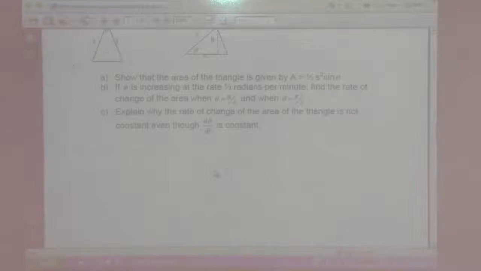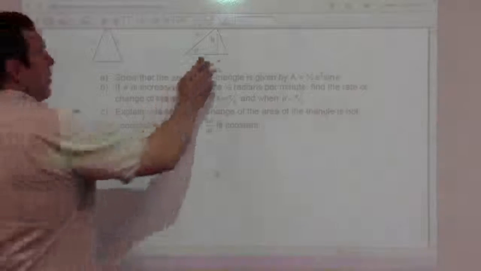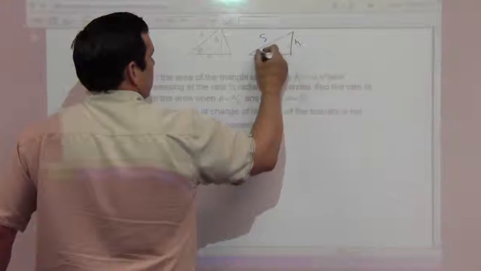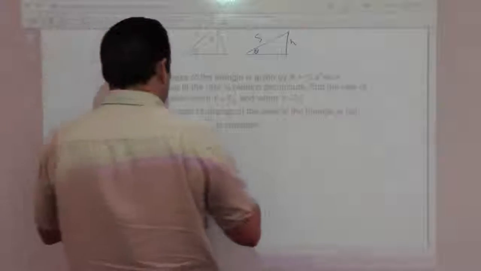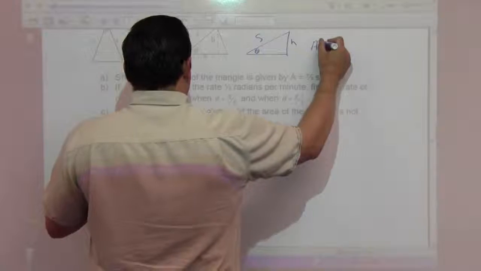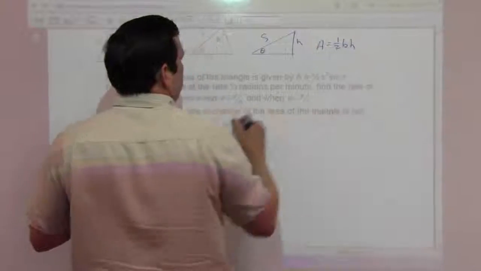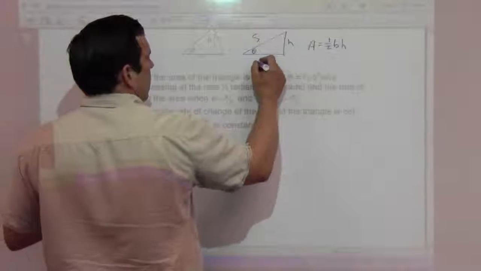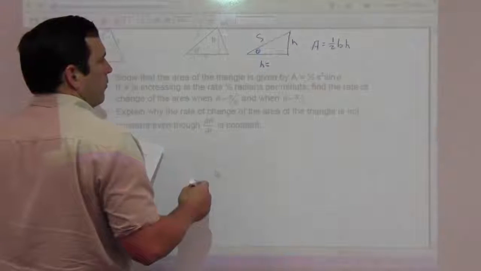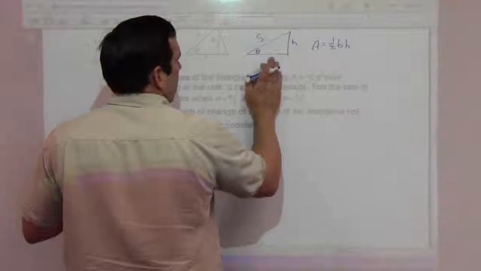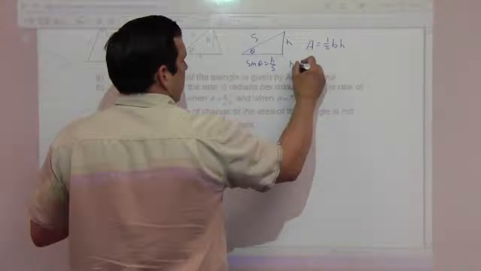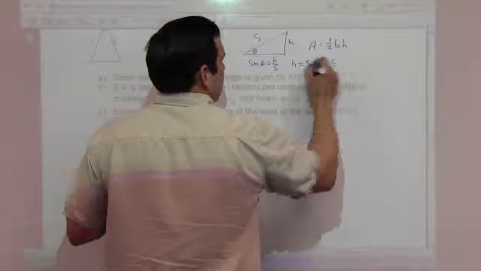So, in this figure, if you were to look at this, here's S and this is H and this is theta, the area is, of course, 1/2 base times height. Now, what would be the calculation for this height? What's our relationship between these? Sine of theta is h over s, so h equals sine theta times s.